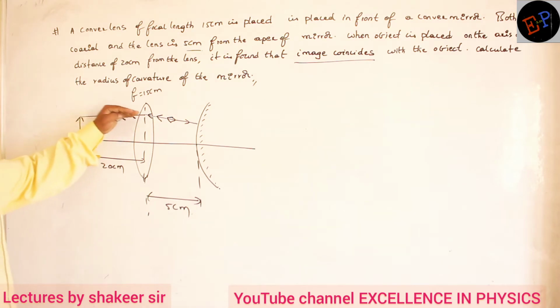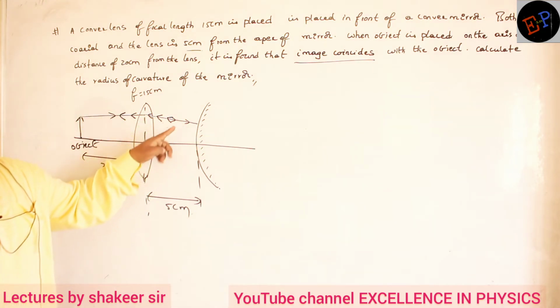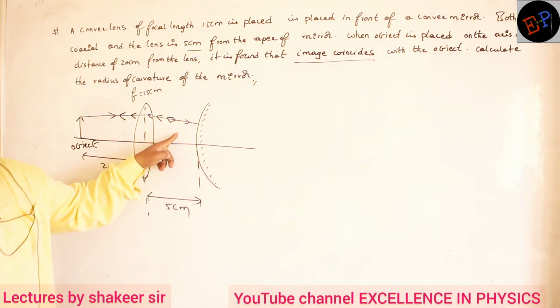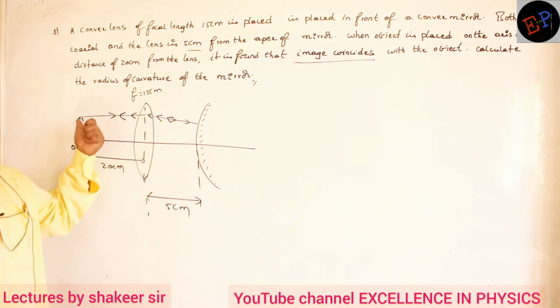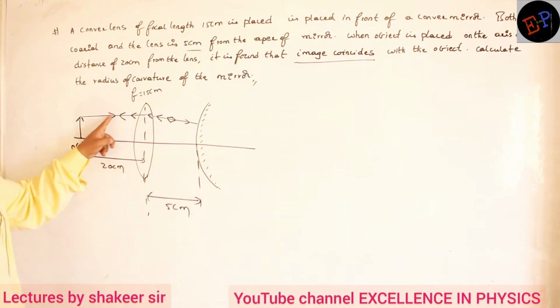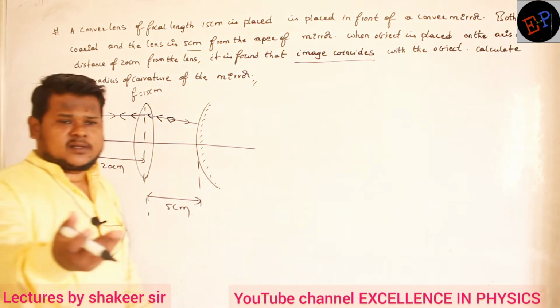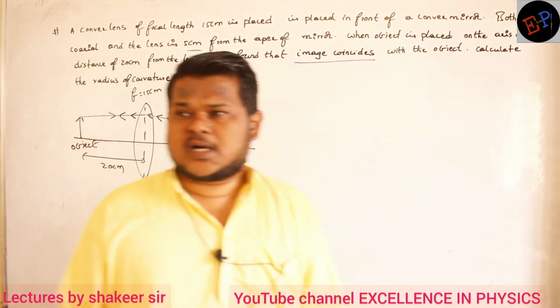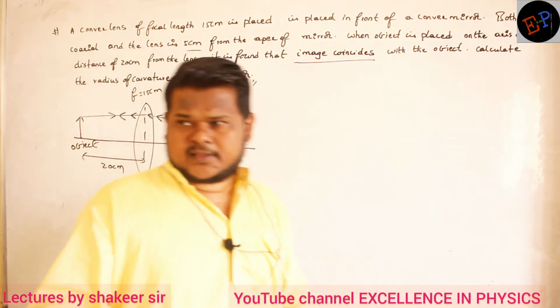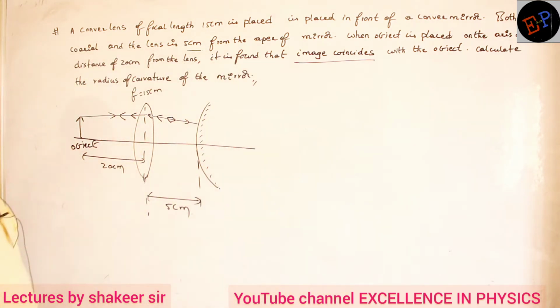Light rays are entering like this and falling on the mirror. So what should the mirror do? The mirror should reflect the light rays along the same path, that is at exactly 180 degrees. Then only will these light rays again go and fall on the object itself. Then the image and object will coincide, since the image should be on the object. Only in this condition is it possible.